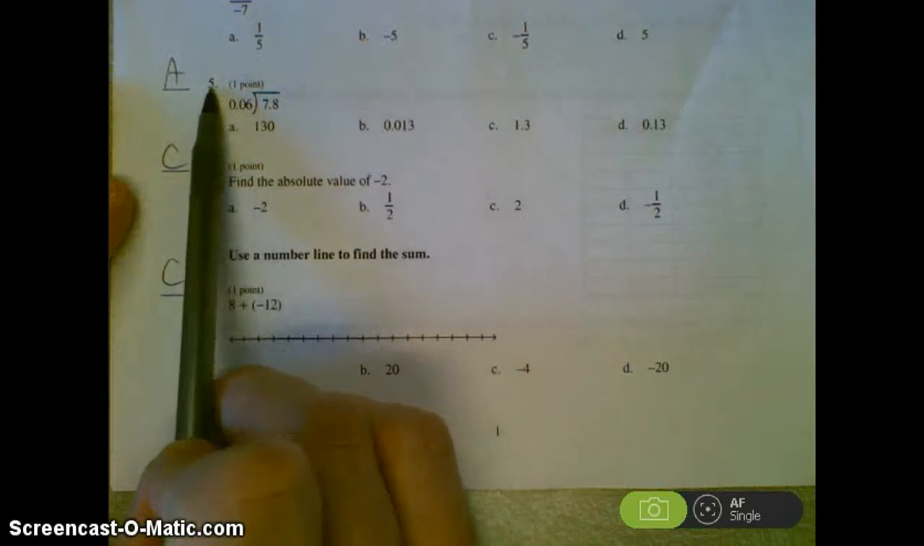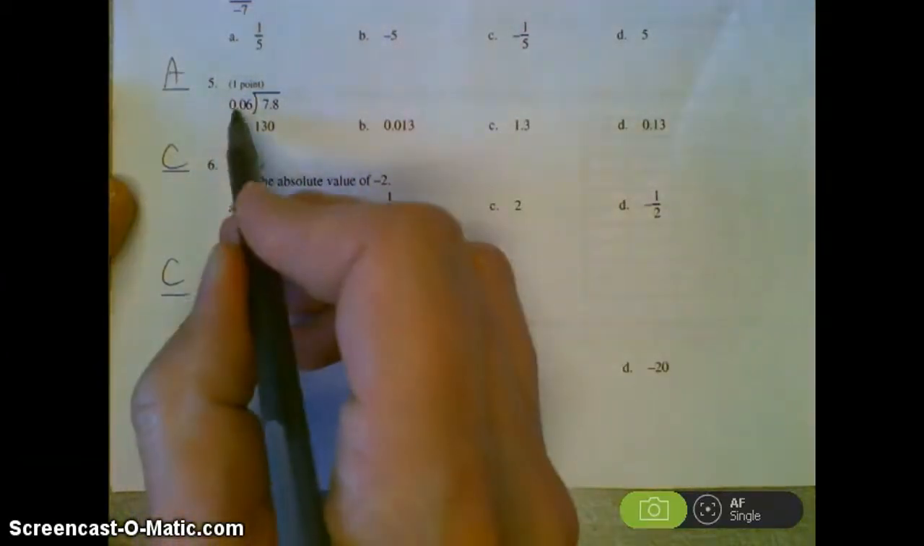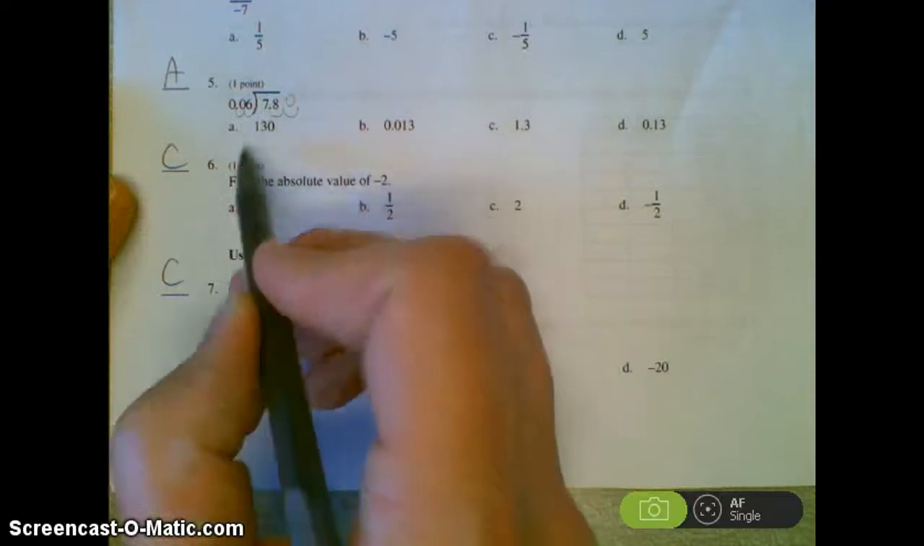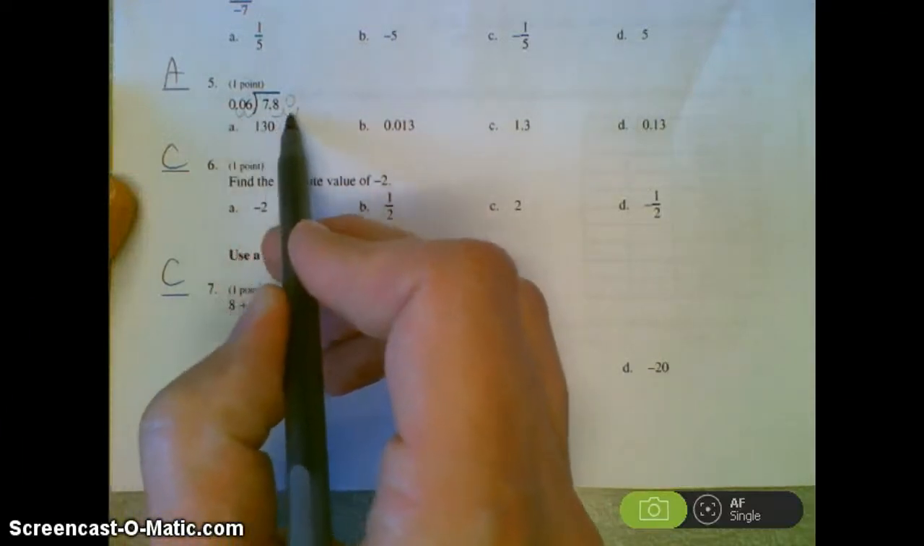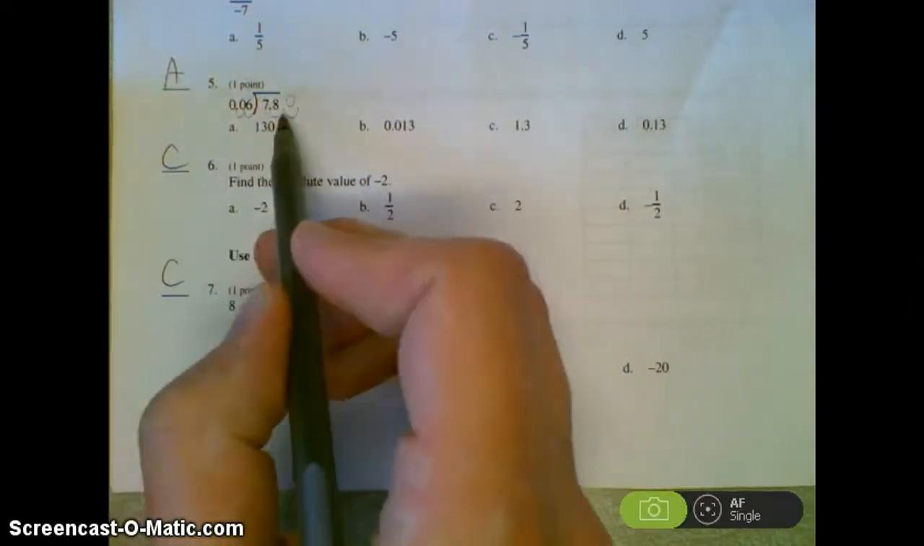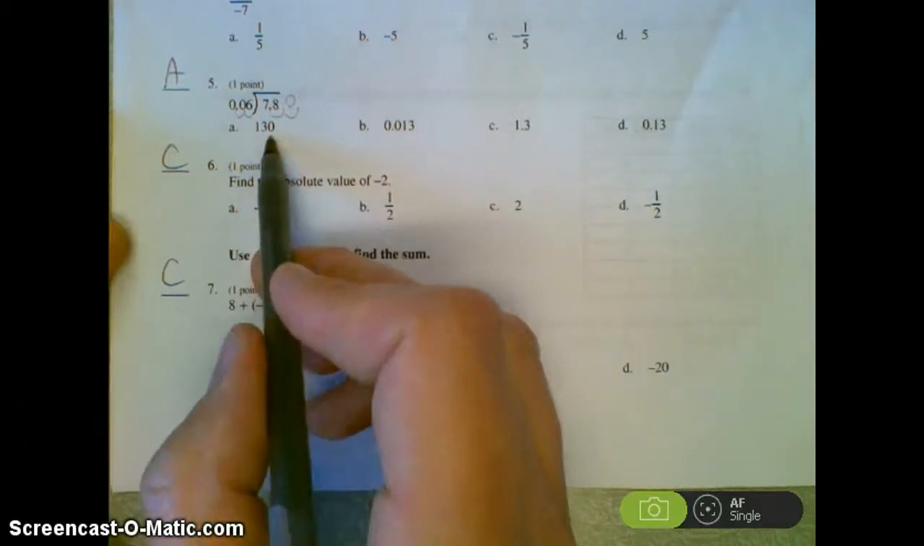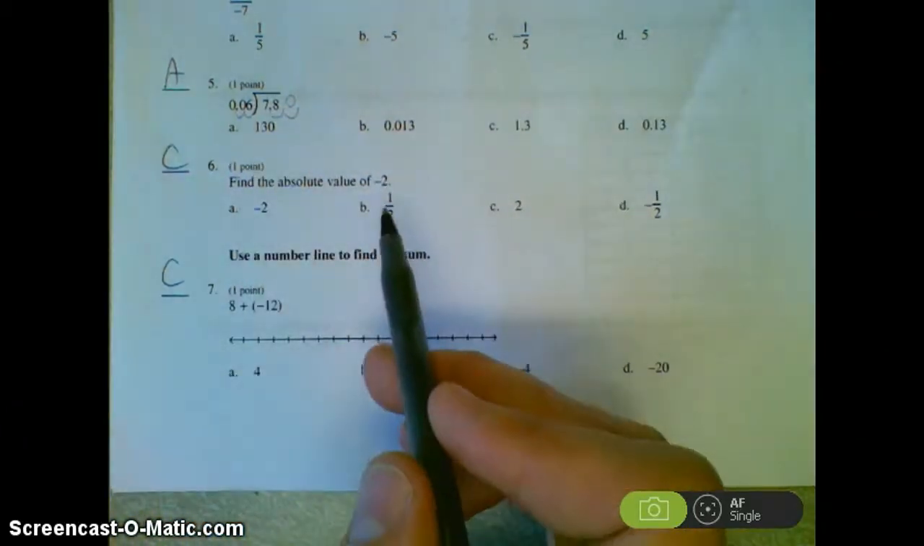For number 5, you had to change this into a whole number and then move 2 decimals. Since I moved 2 decimals here, I've got to move 2 decimals there and then do my long division. 6 goes into 780 130 times. That was the only reasonable answer.